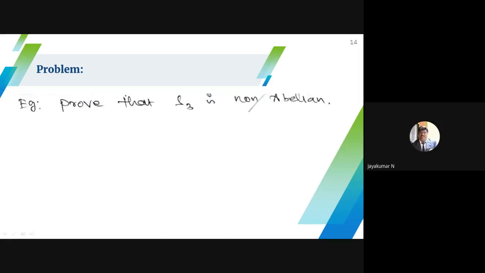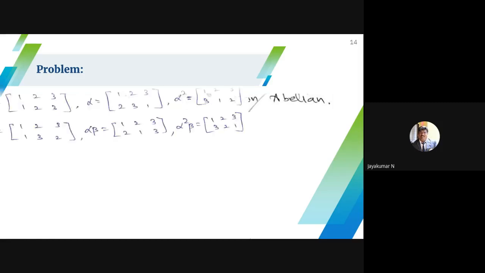Okay, next. This is a first important problem: prove that S3 is non-abelian. This is the second type of important 8 mark problem. Before class, I told you that these are all important problems. That is the first type of important problem, and this is the second type of important 8 mark problem. The first problem is prove that S3 is non-abelian.